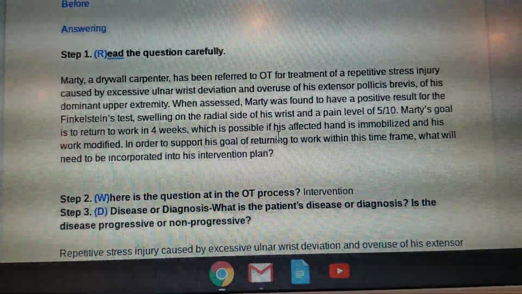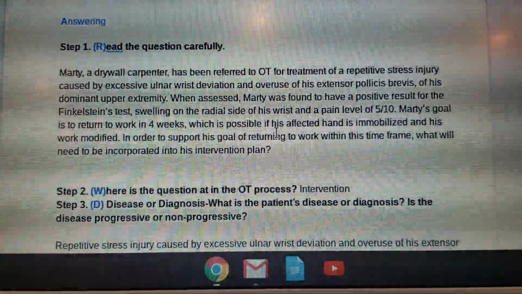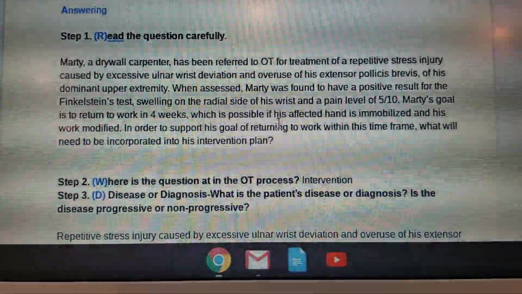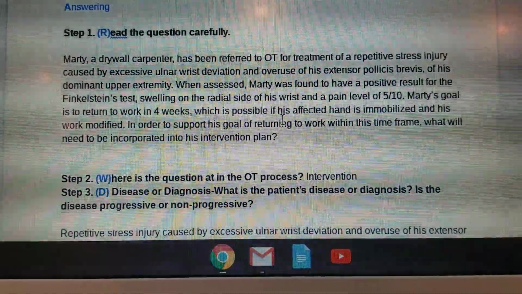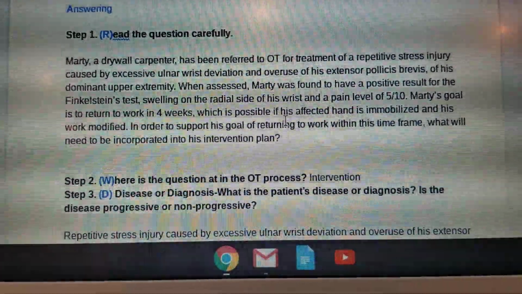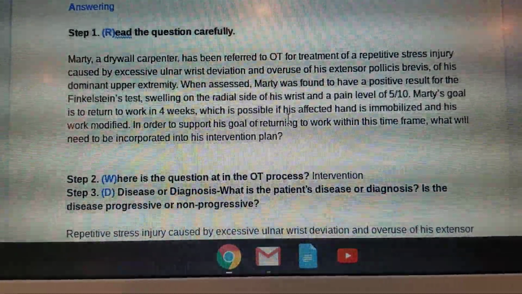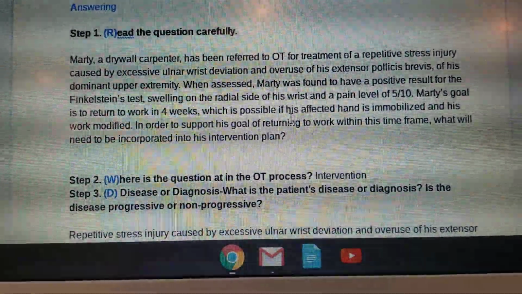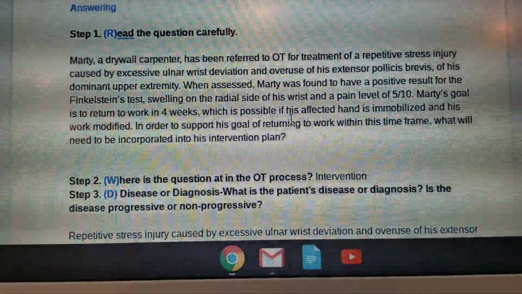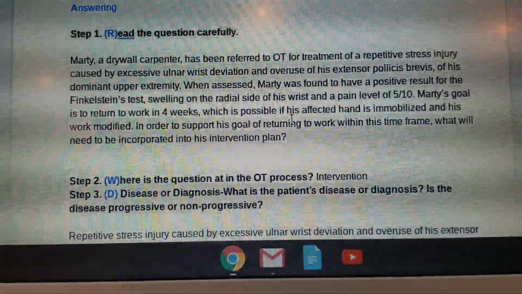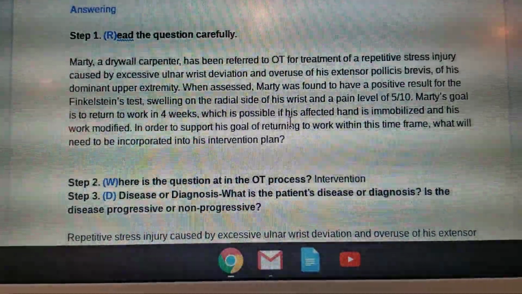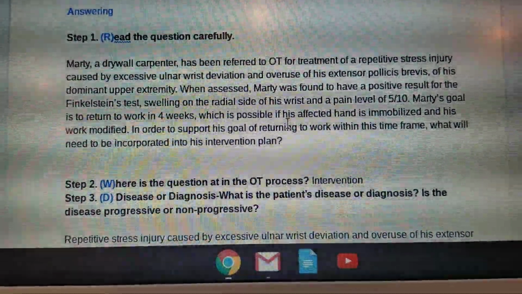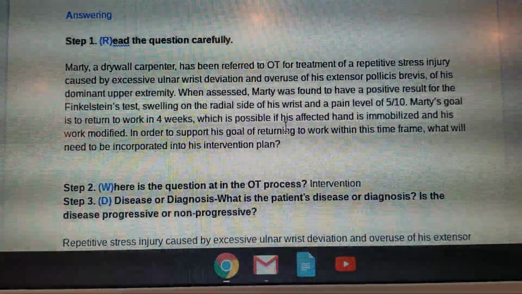reading the question carefully. Marty, a drywall carpenter, has been referred to OT for treatment of a repetitive stress injury caused by excessive ulnar wrist deviation and overuse of extensor pollicis brevis of his dominant upper extremity. When assessed, Marty was found to have a positive result for the Finkelstein Test, swelling on the radial side of his wrist and a pain level of 5 to 10. Marty's goal is to return to work in 4 weeks, which is possible if his affected hand is immobilized and his work modified. In order to support his goal of returning to work within this time frame, what will need to be incorporated into his intervention plan?